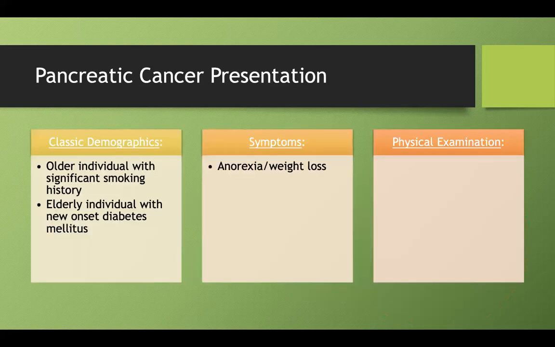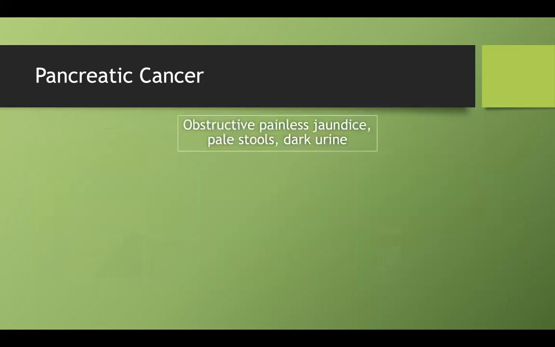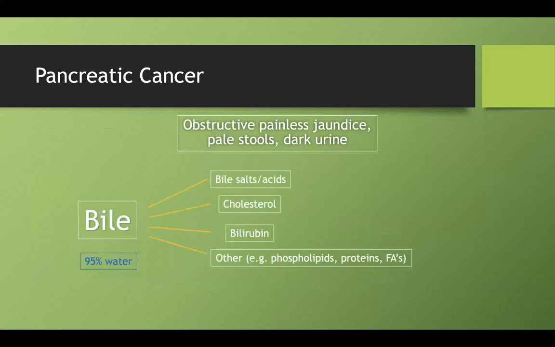So this will present like most cancers do with weight loss and anorexia. You'll have epigastric abdominal pain, and you can get this obstructive pattern, obstructive painless jaundice, pale stools, and dark urine. And we'll go over each of these 3 now.